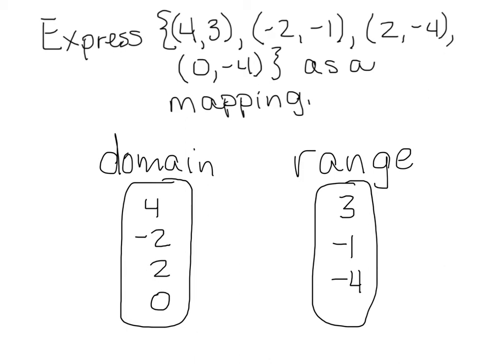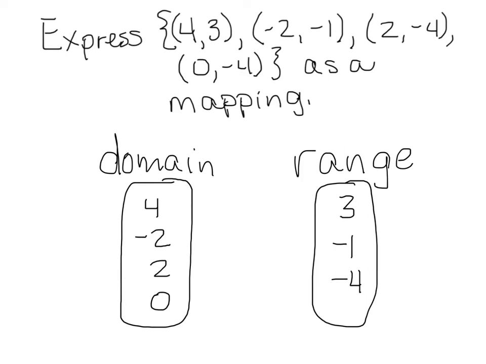Let me ask a question for you to think on. Why did I only list the -4 once in the range box? Negative 4 has the same value. It doesn't matter which ordered pair I look at. I'm still going to be moving from some point down to negative 4.